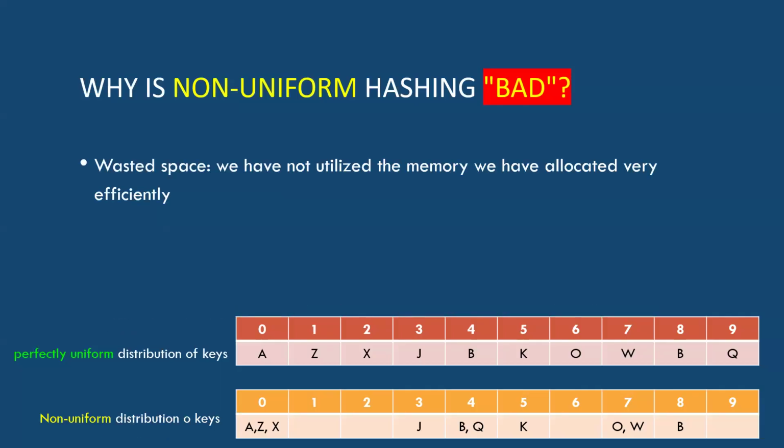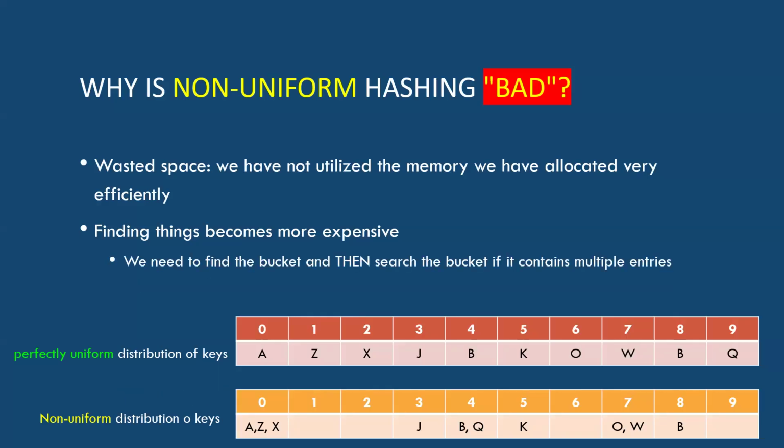If we don't have uniform hashing, we have lots of collisions and wasted space. That's the downside. Finding things becomes more expensive because we're not using the mathematical technique of finding something right away. We're just finding a bucket where a lot of stuff is jumbled together. So the first and most effective part of the hash table is the hashing function, and it needs to be tuned to a particular kind of key.